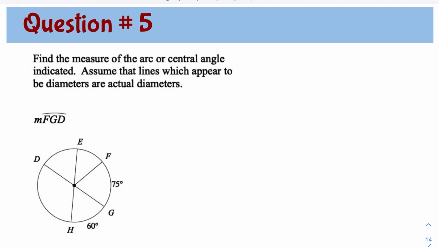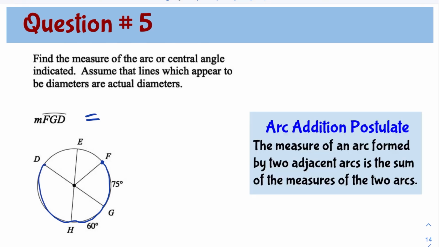Question number 5 is asking to find the measurement of the arc FGD. Starting from point F, going clockwise, passing through G, and then passing through D. So this means the measurement of arc FGD can be solved by adding 75 degrees and the semicircle, 180 degrees. So the answer is 255 degrees.